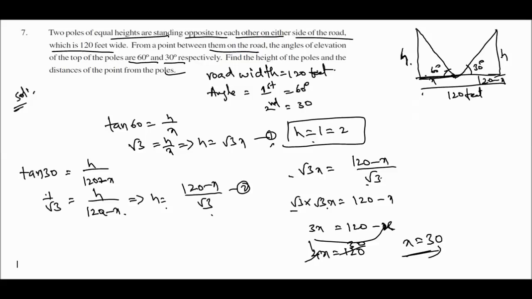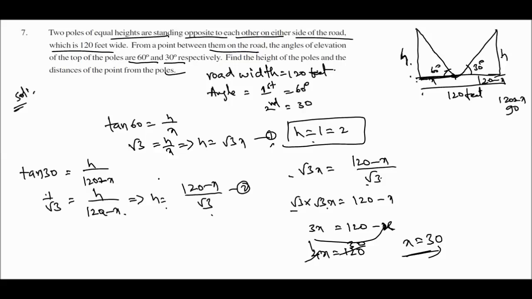30 is here. From 60 degrees, this first pole, the distance between the point and the midpoint is 30 degrees. Midpoint, other point on the road. So we got x is here, and we have another, this one is 120 minus x, which means 90 here. We have to find the height of the pole also.